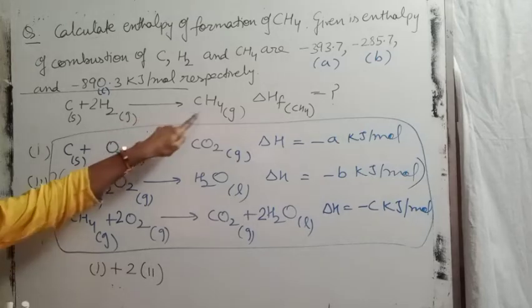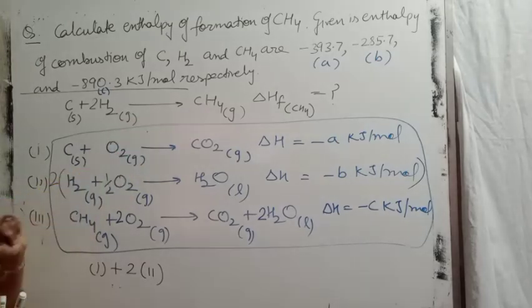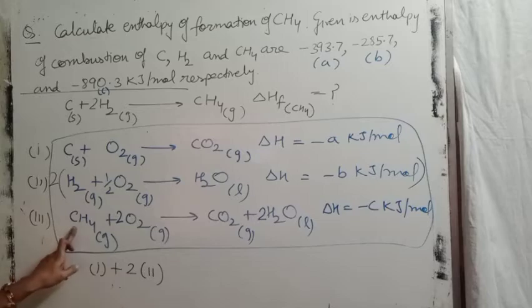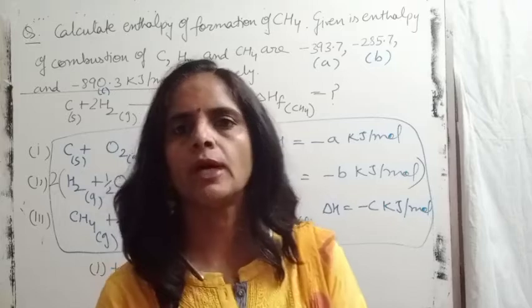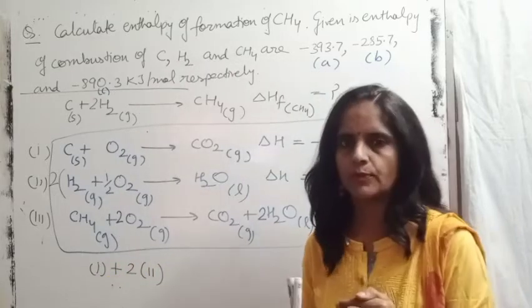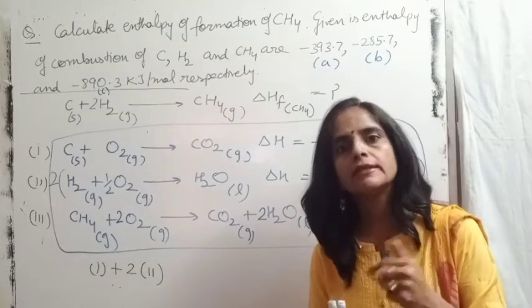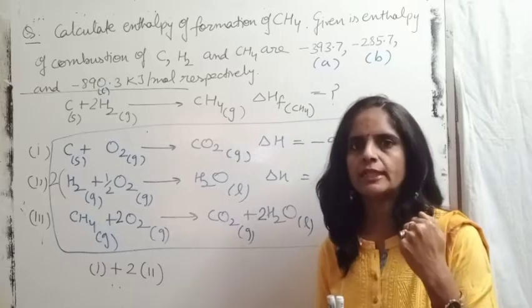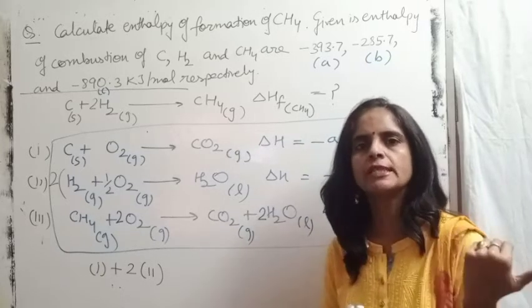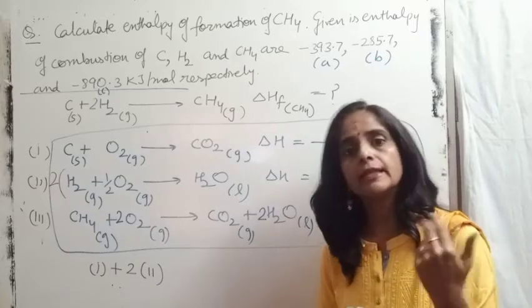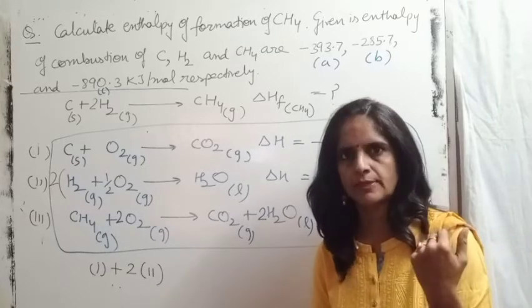On the product side we are having methane gas. Check which equation gives us the value for methane. It is in the third equation. Once we see which equation gives us the required component, then we check the direction, whether the component is present on the same side where we need it or towards the opposite. Then we check the number of moles.